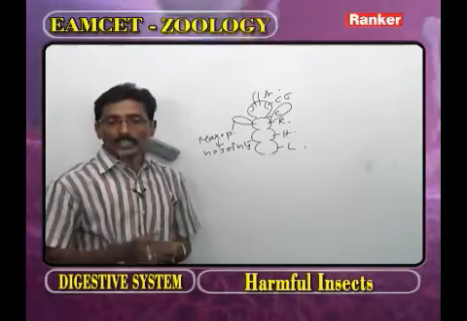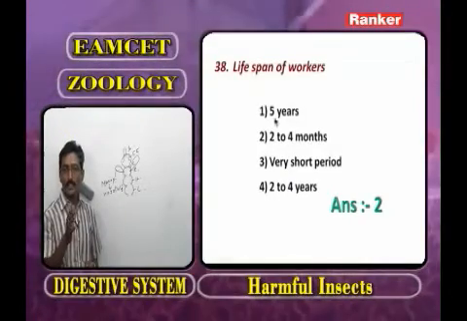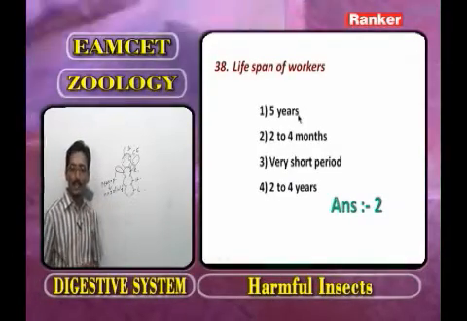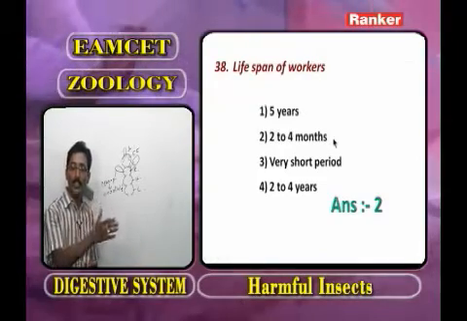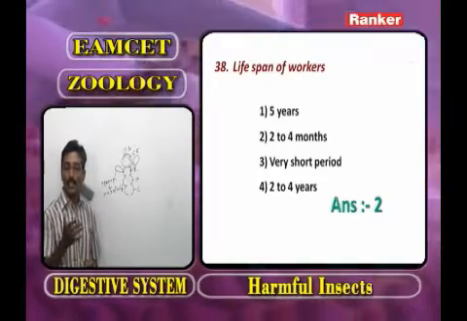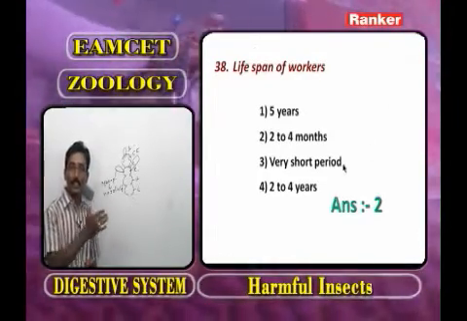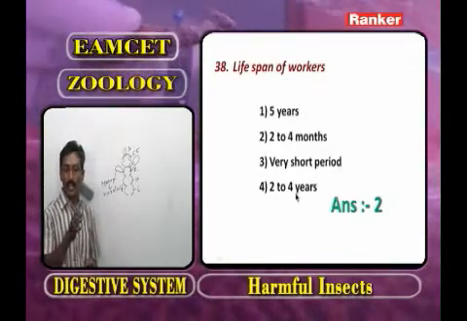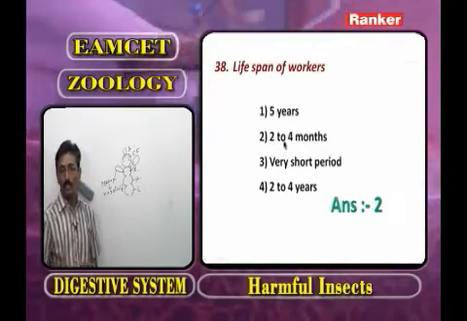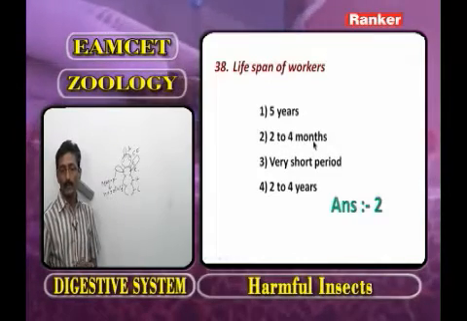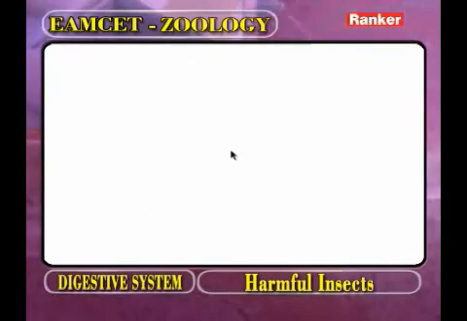Now what are the options? 5 years, that is concerned with queen honeybee. Second, 2 to 4 months, that is concerned with worker honeybee lifespan. What about the very short period? Concerned with the male honeybee. So regarding this question, what is the correct answer? The 2 to 4 months, regarding the worker honeybee. Now we go for the next question.